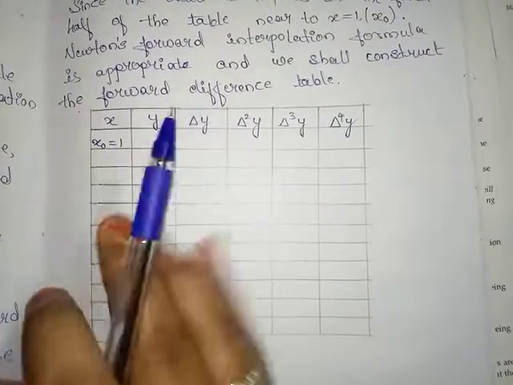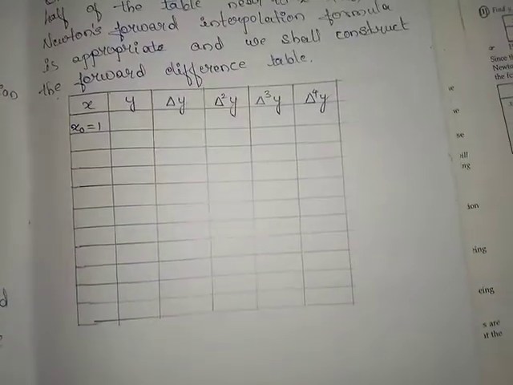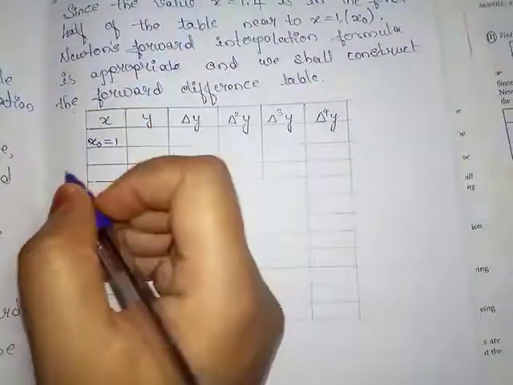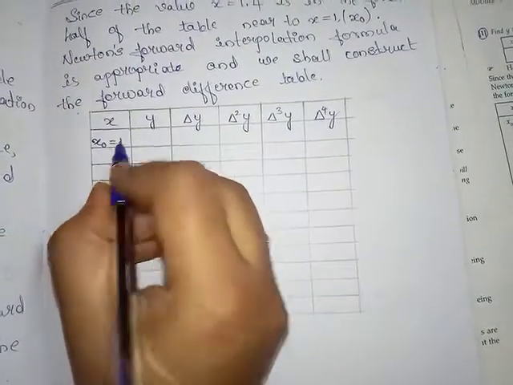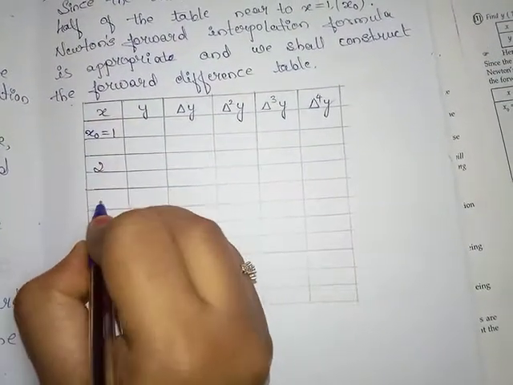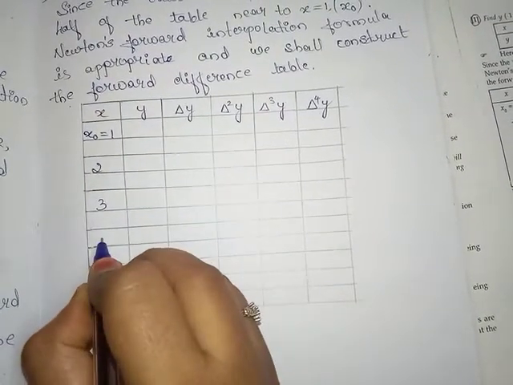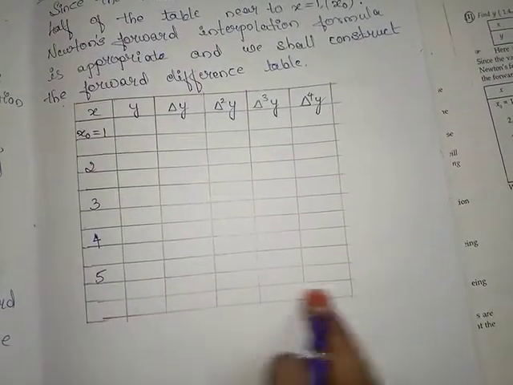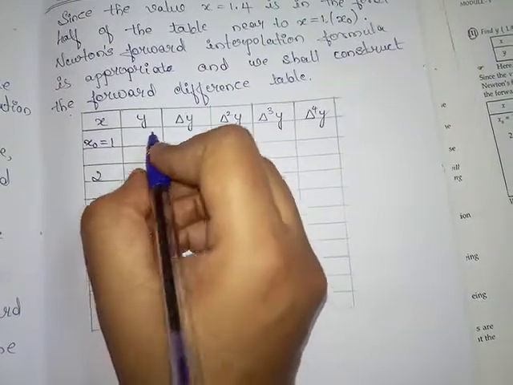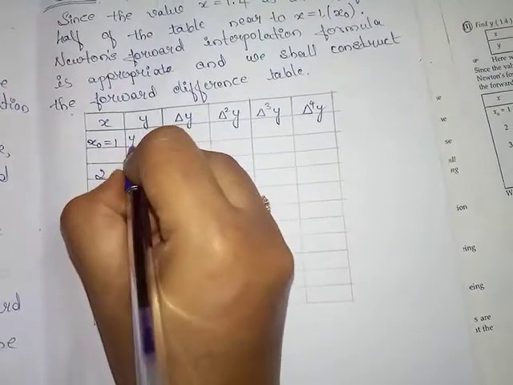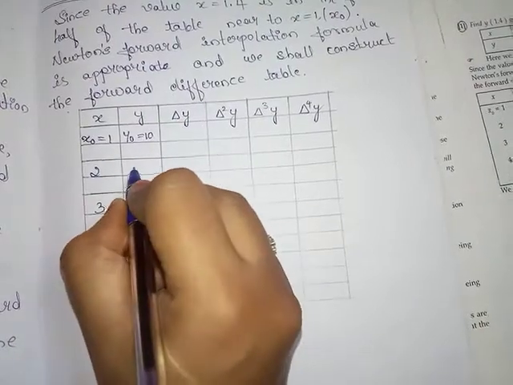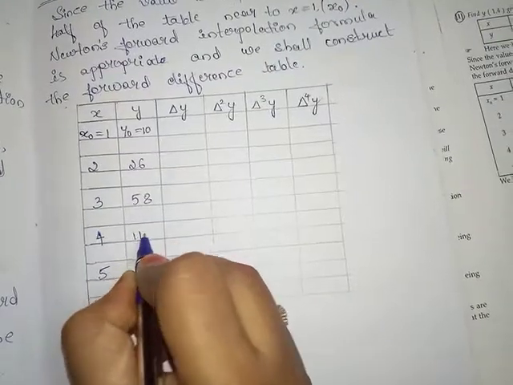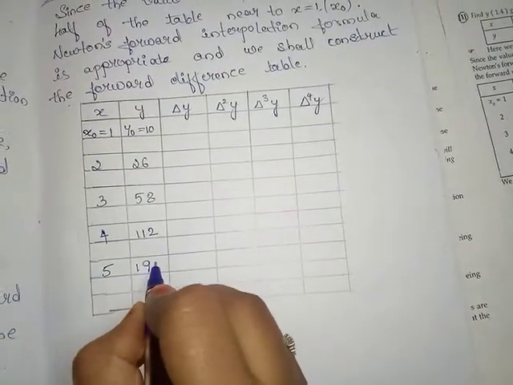This is the way of constructing the difference table. First we write the values of x and values of y from our given table. x0 is equal to 1, x1 is equal to 2, x2 is equal to 3, x3 is equal to 4, x4 is equal to 5. Afterwards I will remove these two boxes here. Then y values are y0 is equal to 10, y1 is equal to 26, then 58, 112 and 194.